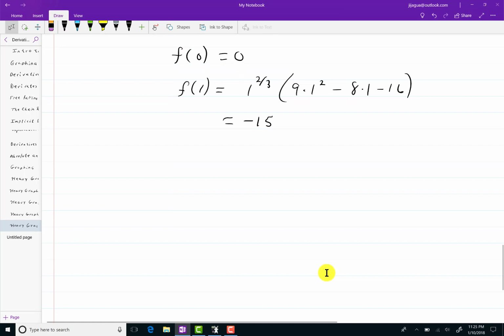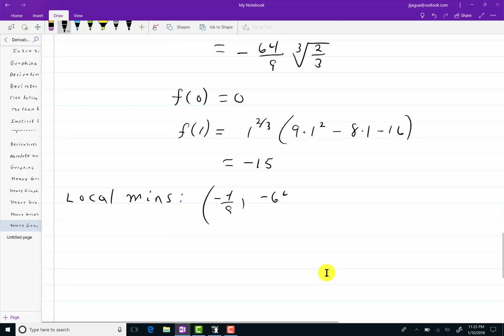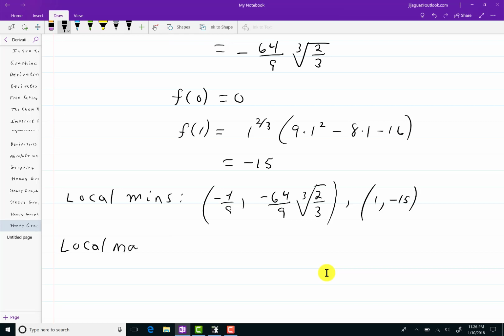So let's see what we have then. Local mins: (-4/9, -64/9 times the cube root of 2/3), and then we had (1, -15). Then a local max, that was (0, 0).